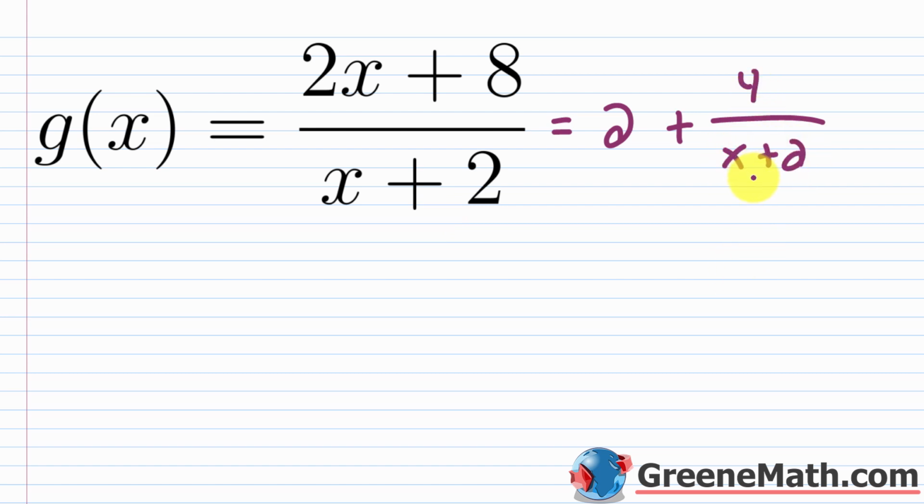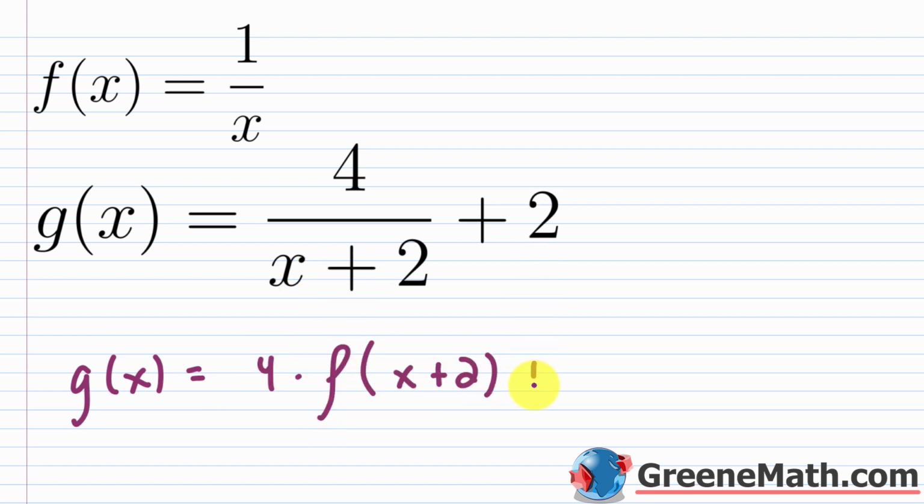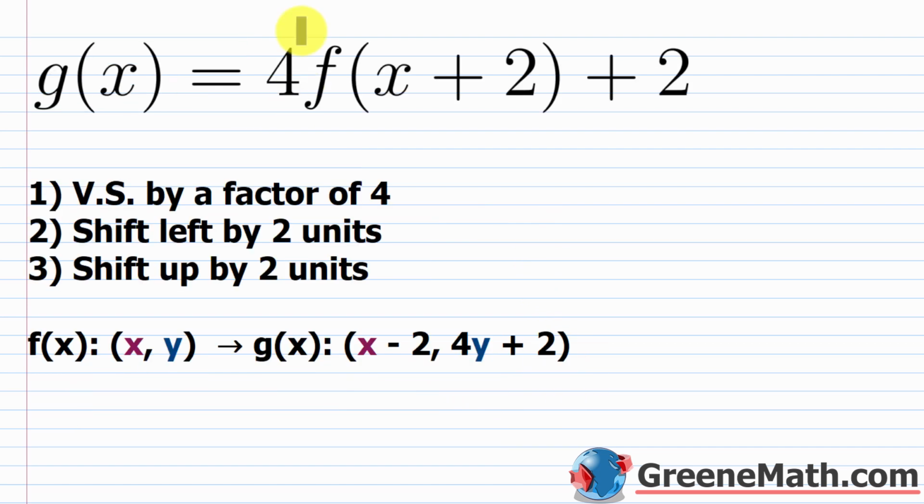Well, if I look at it like this, now that looks like something I can use graphing transformations for. If I put f of x equals 1 over x, and then g of x equals 4 over x plus 2, and then plus 2, what you'll notice is that you could write this as g of x is equal to 4 times f of x plus 2, and then plus 2. This 4 right here is giving me a vertical stretch by a factor of 4.